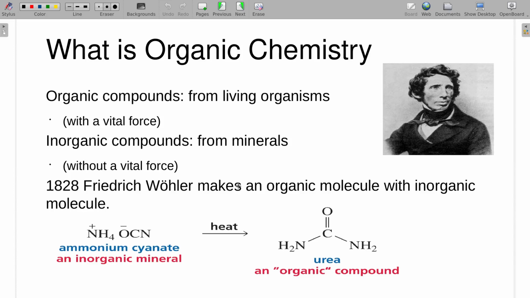And it wasn't until about 1828 when this guy here in this picture actually made an organic molecule from something that was known to be inorganic. He made urea from ammonium cyanate. And since then, we've actually changed our definition. Organic chemistry is just something that contains a carbon.